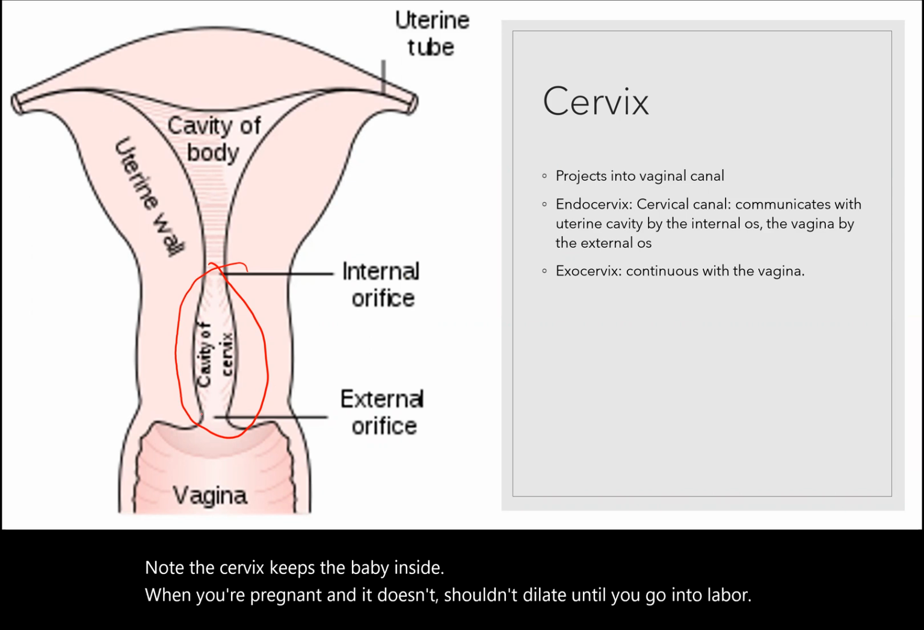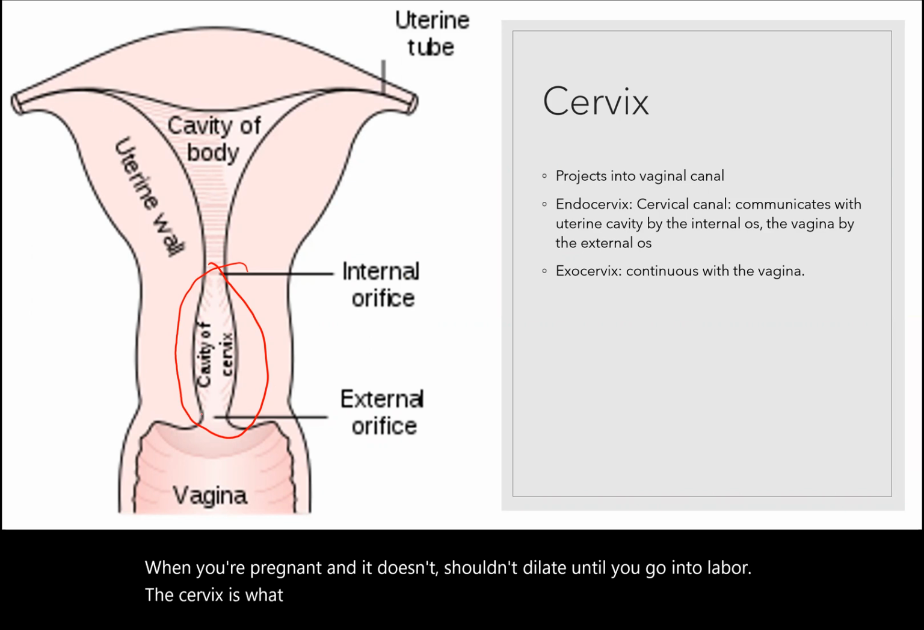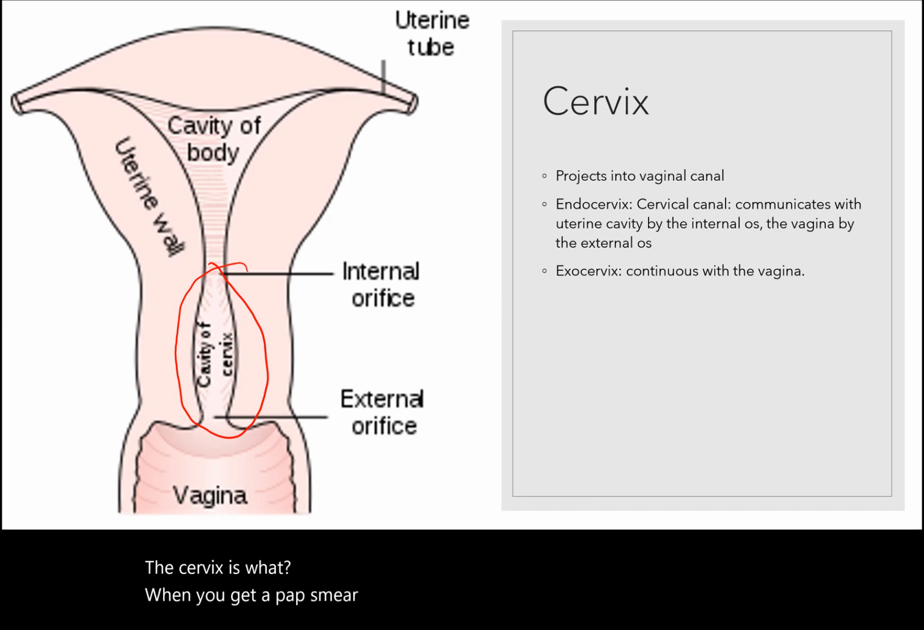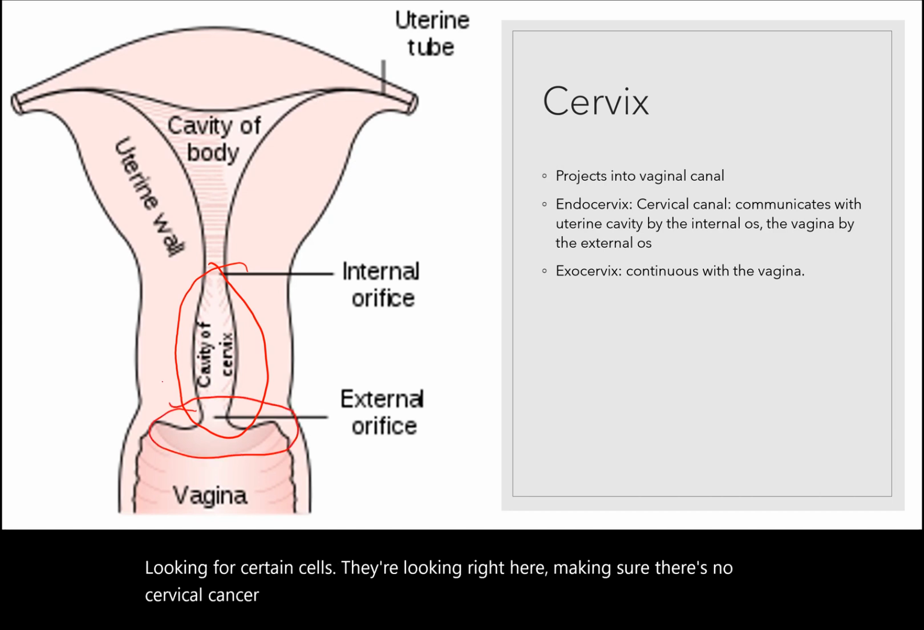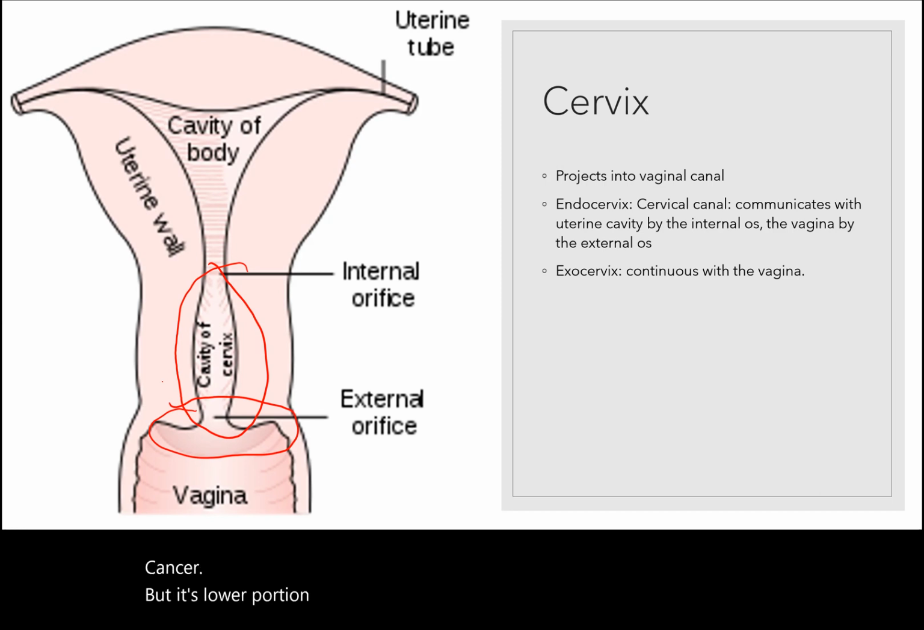The cervix is what, when you get a pap smear and they're looking for cells, they're looking right here, making sure there's no cervical cancer. Cervical cancer is one of the most common kinds of reproductive cancer, but it's the lower portion there.